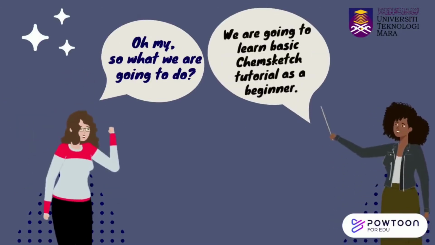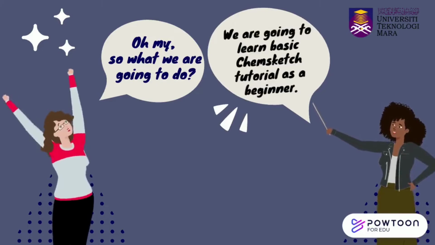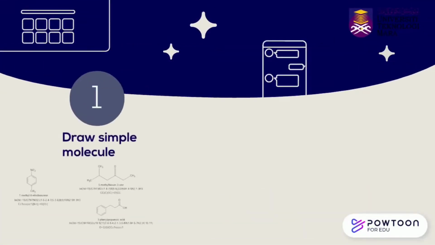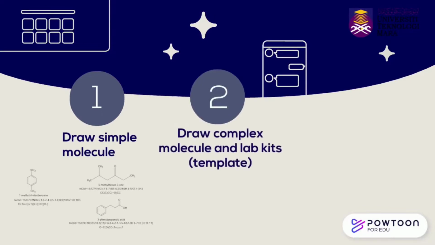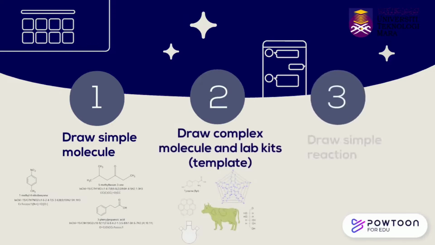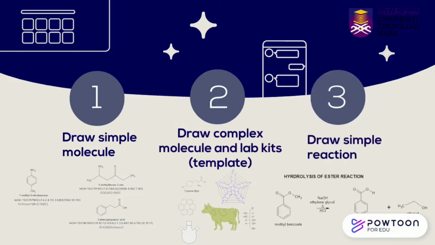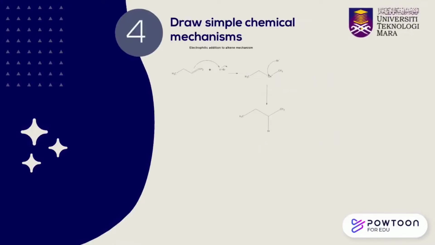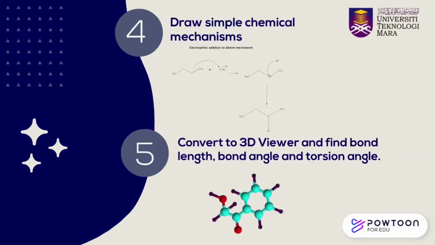We are going to learn a basic ChemSketch tutorial as a beginner. First, we will draw a simple molecule and generate its name. Second, we will draw a complex molecule and lab kits using the template window. The third is to draw a simple chemical reaction. Then we will continue to draw simple chemical mechanisms. And lastly, we will convert the structure into a 3D viewer and find the bond angle, bond length, and the torsion angle.